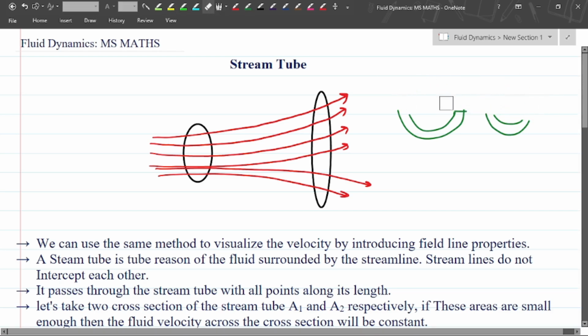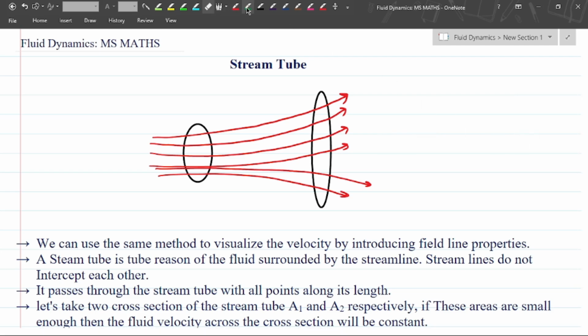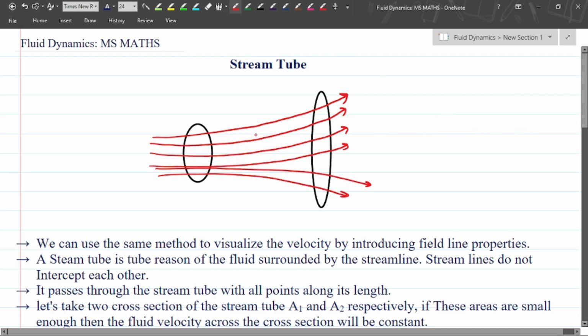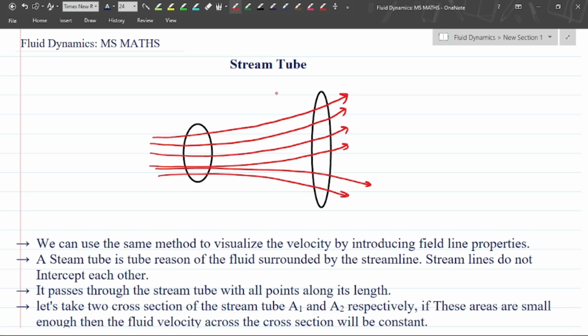We have studied about that streamline in our previous lecture. So firstly, I suggest that if you want to continue with this video, you should have at least sufficient knowledge of the streamline, streak line, and path line to understand this lecture. Okay, so now in this video we'll discuss the stream tube.